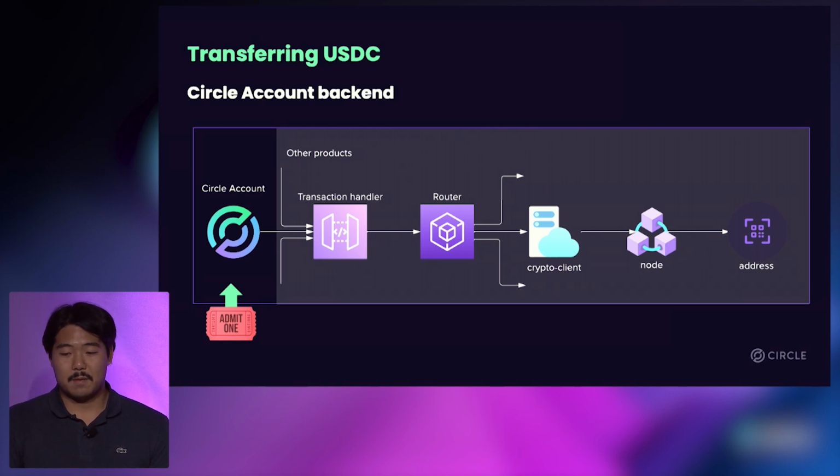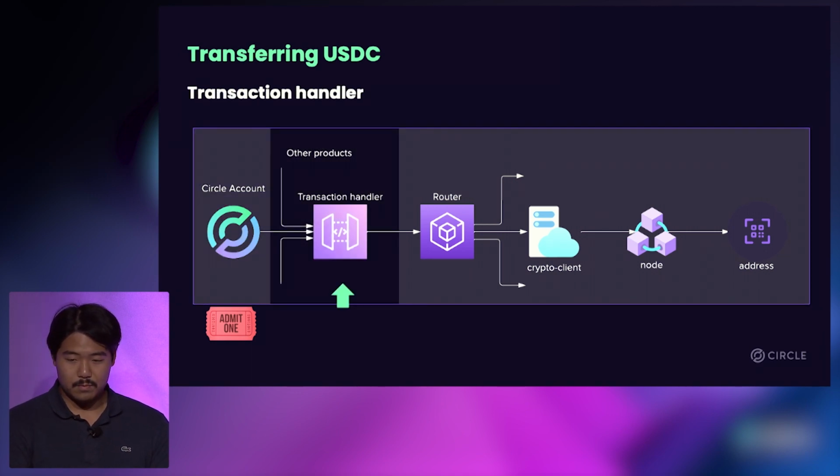The Circle account backend fires off a request to send some USDC. You can think of this as a request to book a flight. This request is created and will be picked up downstream and tracked until completion. Here, going from left to right, in general, involves HTTP requests, and from right to left involves message queues.